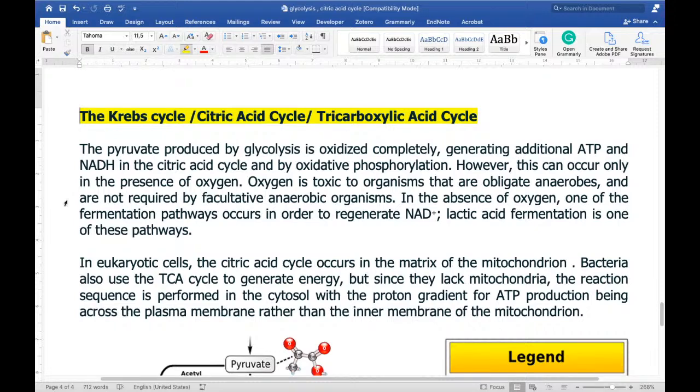So the pyruvate produced by glycolysis is oxidized completely, generating additional ATP and NADH in the citric acid cycle and by oxidative phosphorylation. However, this can occur only in the presence of oxygen, and oxygen is quite toxic to organisms that are obligate anaerobes and is not required by the facultative anaerobic organisms. So, in the absence of oxygen, one of the fermentation reactions takes place in them to regenerate NAD plus. Lactic acid fermentation is one of these pathways.